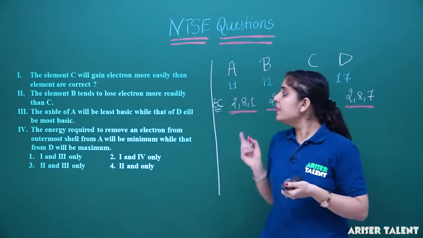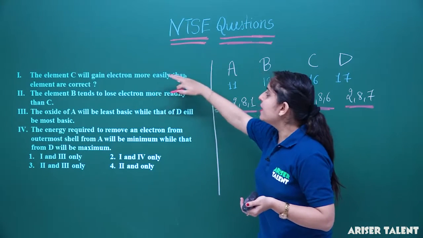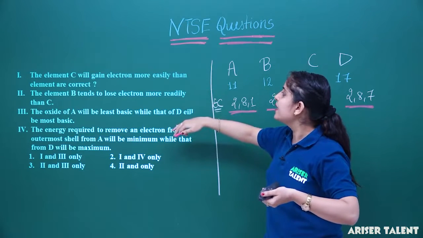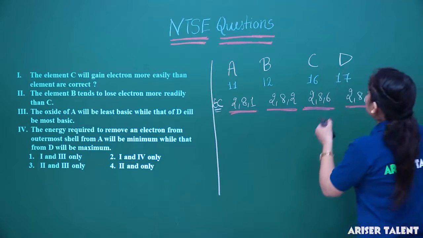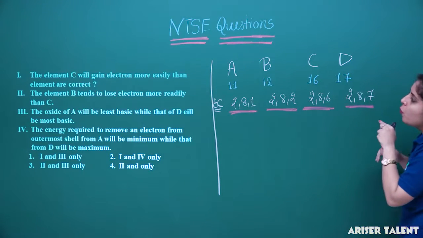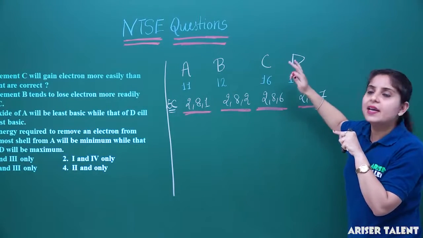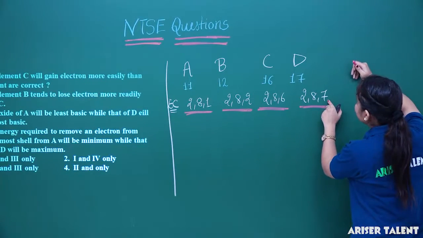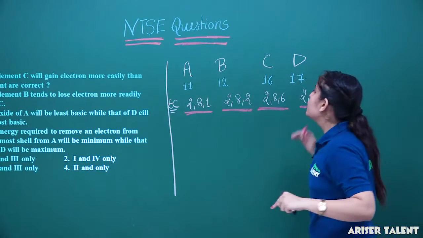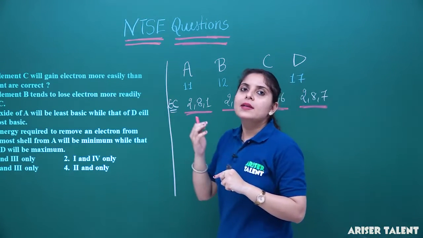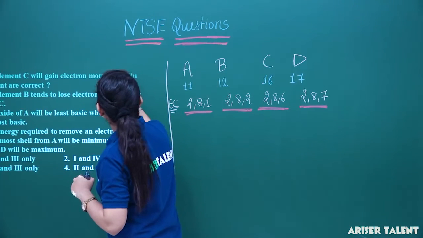Now read every statement very carefully. Element C will gain electron more easily than element D. So this statement is entirely incorrect, because C is having 7 electrons in the outermost shell and D is having 6 electrons in the outermost shell. So the tendency of electron gaining is very, very low. So this statement is false here.